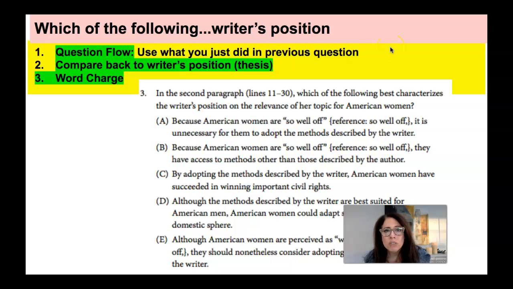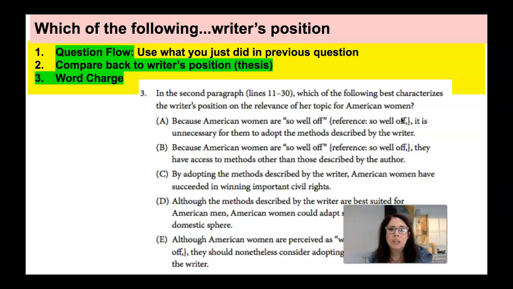So again, which of the following, and then we're going to figure out the writer's position. This is best characterized as the writer's position. All this extra stuff that starts with "on the relevance of her," it's important, but I wouldn't get hung up on it. The most important point is: what is the writer's position on the topic? What gets a little confusing is parsing out or chunking out "on the relevance of her topic for American women." So if I just jump to what is the writer's position, something about relevance, and we know her topic is about civil rights for American women, okay, I pieced it together.